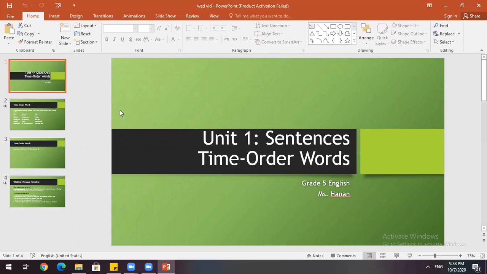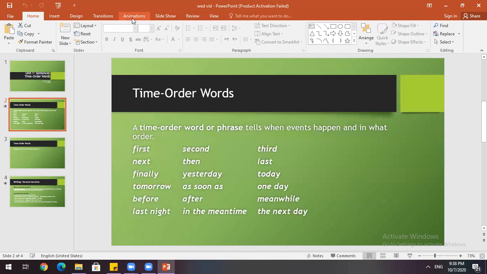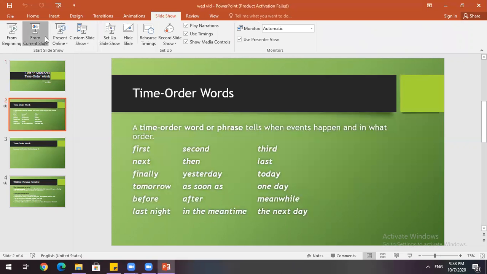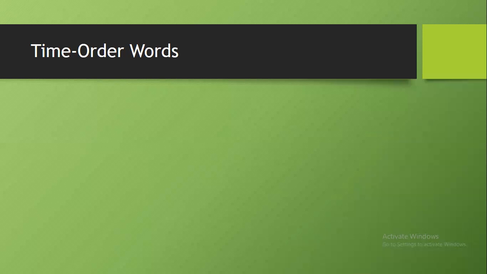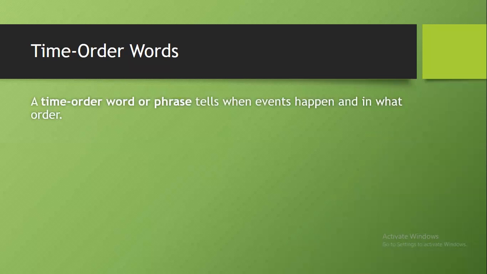Now, this is a lesson that most of you have probably taken for a few years, so this is revision for you, but it's important especially because we are going to be doing personal narratives this week, and time order words are very important. So, what is a time order word? A time order word or phrase tells when events happen and in what order.